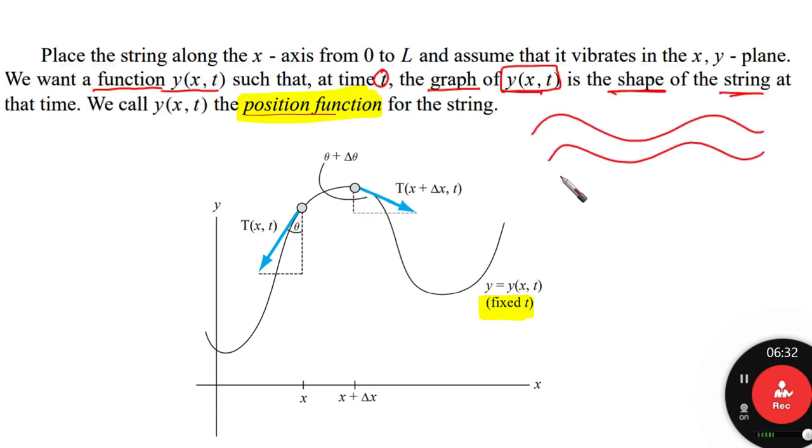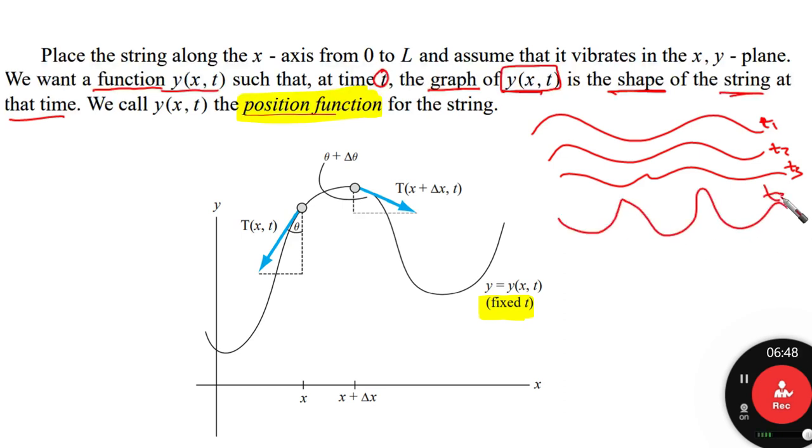It is going to be something like this, the shape of the string at that time. Maybe this is at t1, for example, but the shape at t2 will be like this. At t3 it will be something like this. At t4 maybe it will be something like this. We do not know how it will be at every t.